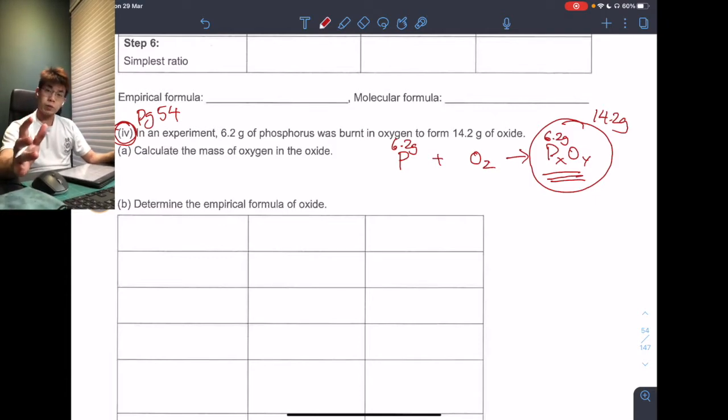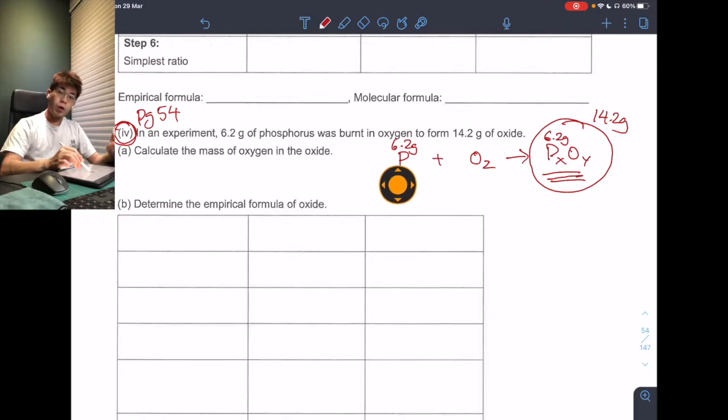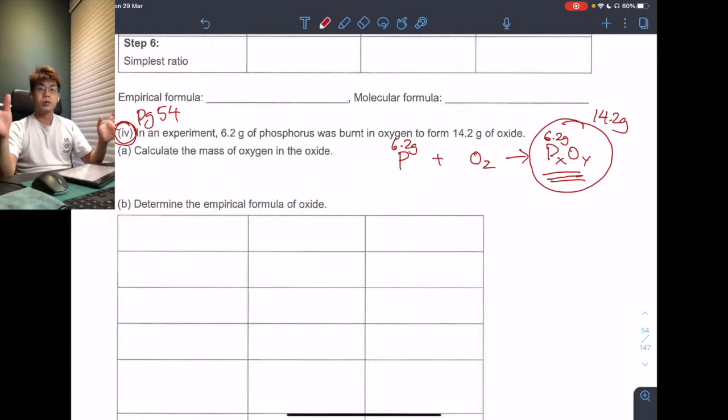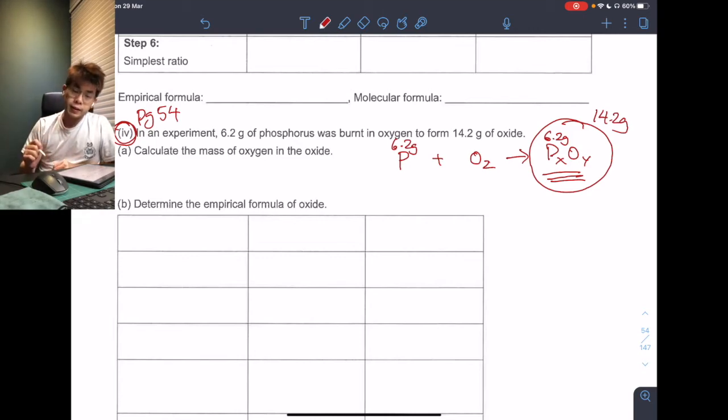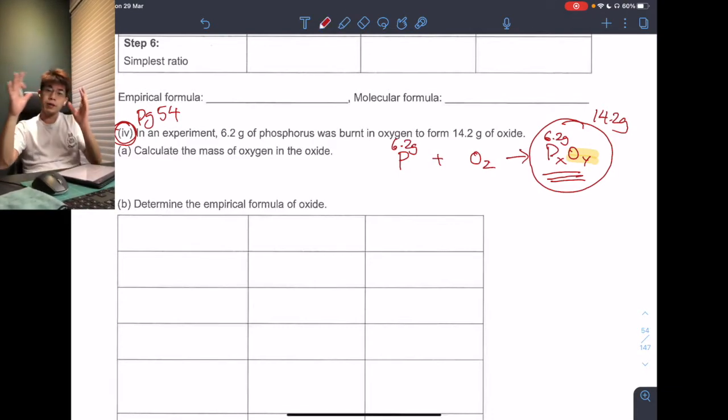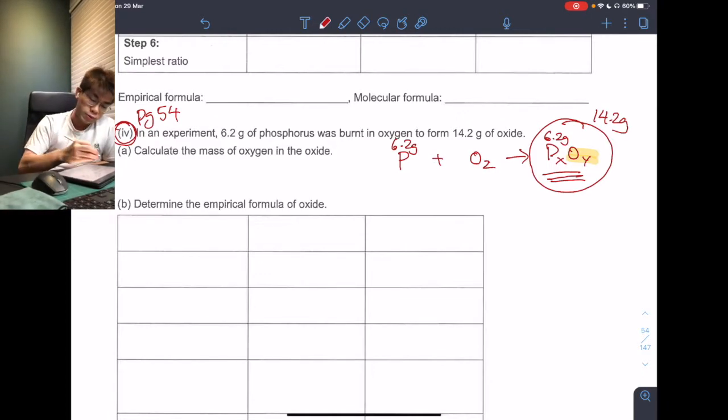Where does this 6.2 grams come from? That's right, it comes from the original phosphorus. Conservation of mass states that I can't lose any of the mass. So 6.2 grams of the phosphorus comes from the original. So the first thing I need to do is calculate the mass of the oxygen inside the phosphorus oxide. So how do I do that? I take the mass of the oxide, 14.2 grams, minus the mass of the phosphorus, 6.2 grams.